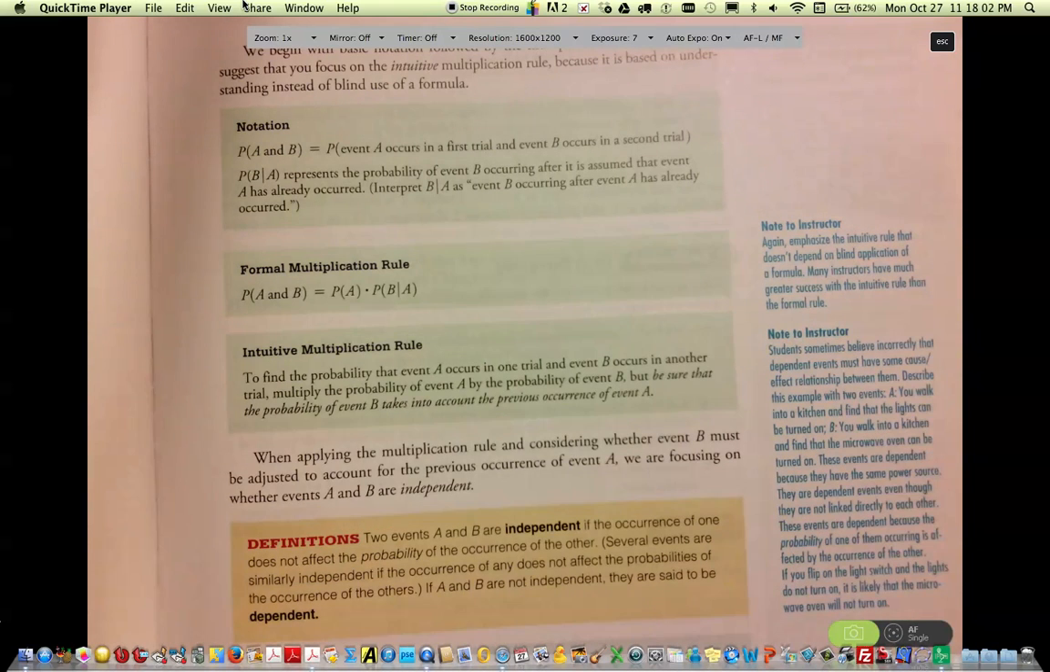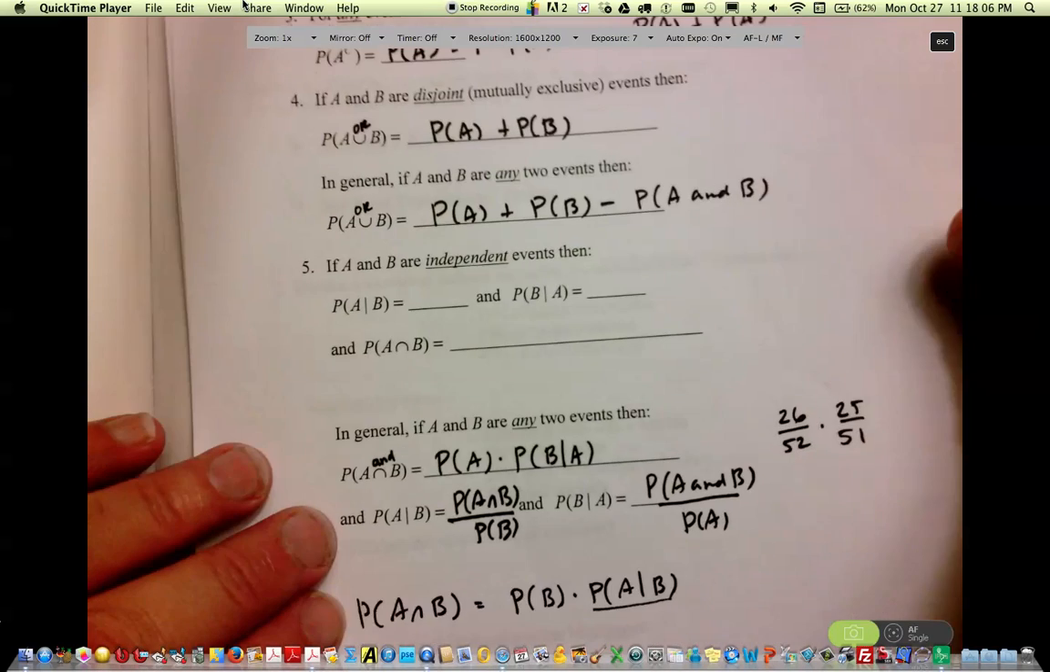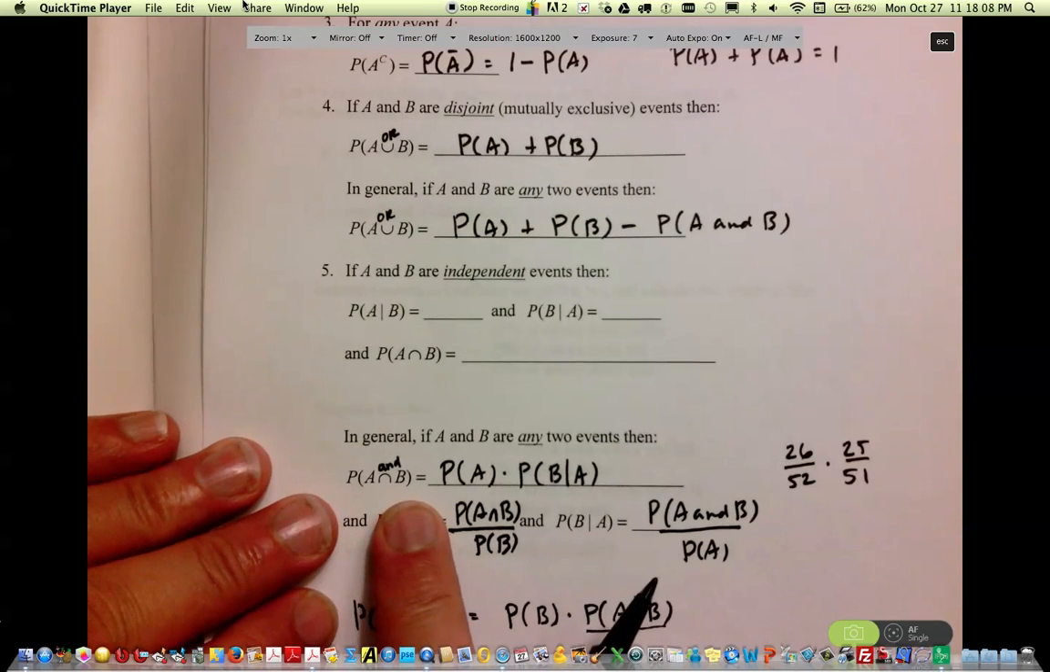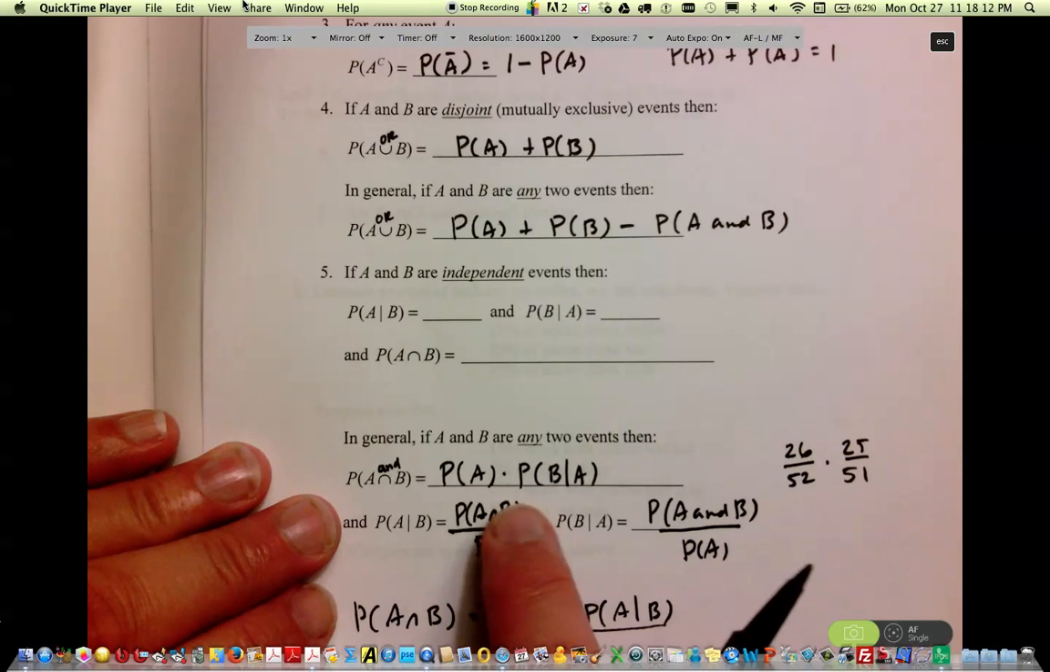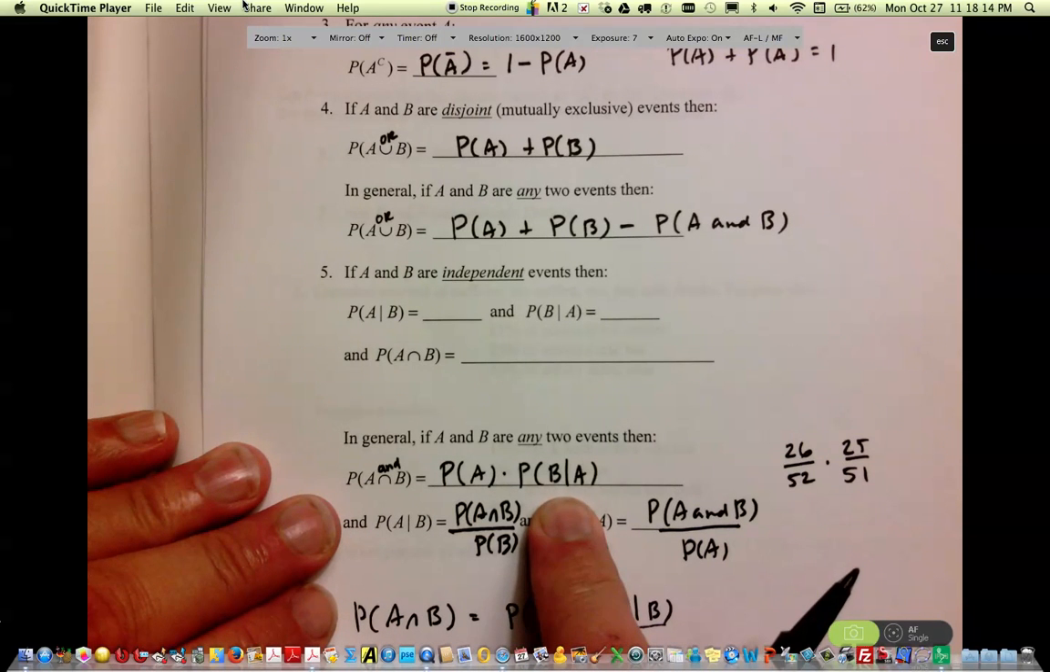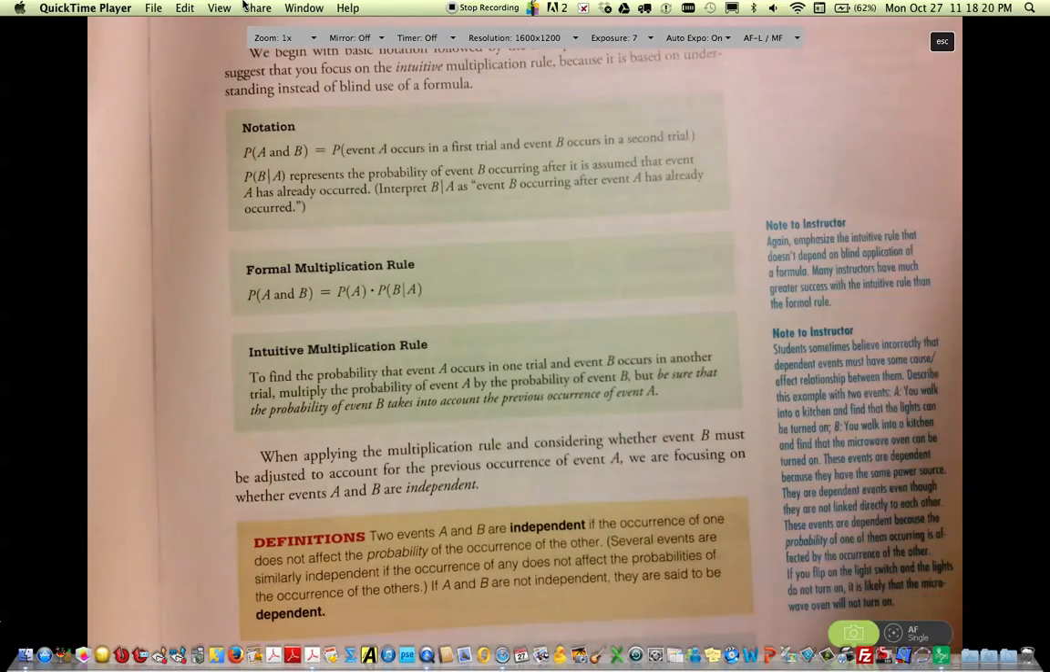I also want to talk about this multiplication rule. The multiplication rule is this one. It's the general rule. It's the probability of A and B. It's the probability that A occurs times the probability that B occurs given that A has already happened.